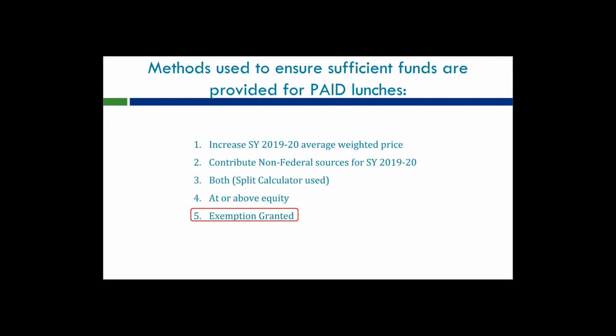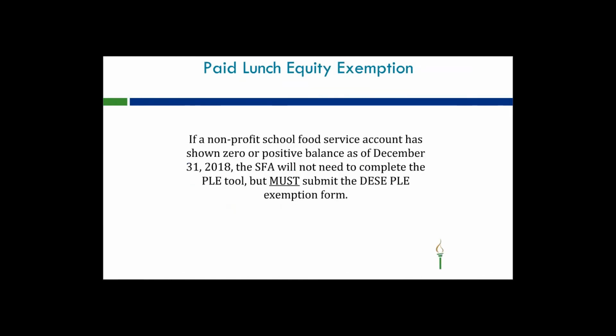We will then go into an example of option 5, which means that the exemption was granted, that the Paid Lunch Equity tool was not needed to be completed for school year 2019-20. If a nonprofit school food service account has shown zero or positive balance as of December 31st, 2018, the SFA will not need to complete the Paid Lunch Equity tool, but must submit the DESE PLE exemption form to the state agency. So please keep in mind that you must submit that Paid Lunch Equity exemption form annually.